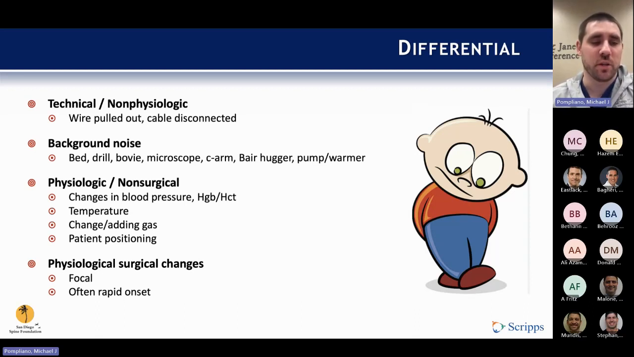So temperature, like I said, also changes in blood pressure, hemoglobin, different anesthetics being altered throughout the case, especially with changes in the anesthesiologist during breaks, and patient positioning on the actual table. And then, of course, physiologic surgical changes. Those are typically a focal deficit or focal alert, and often with rapid onset.